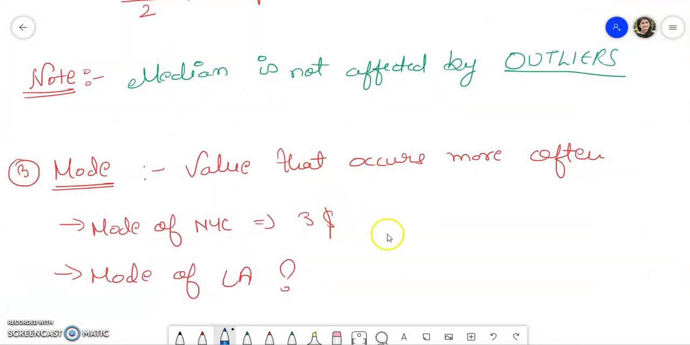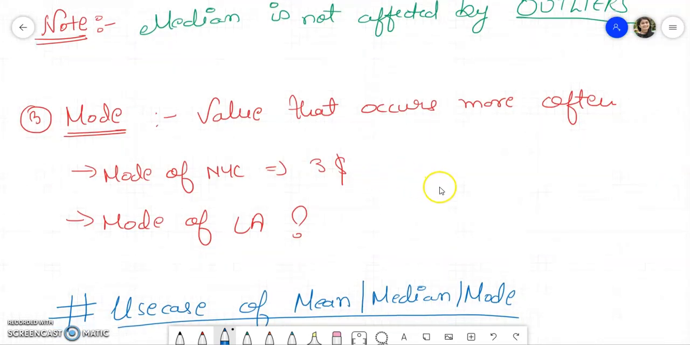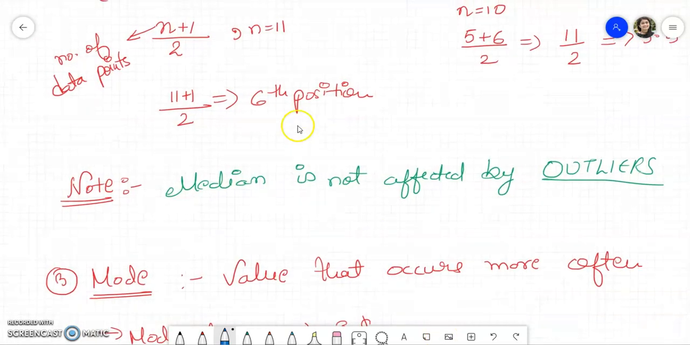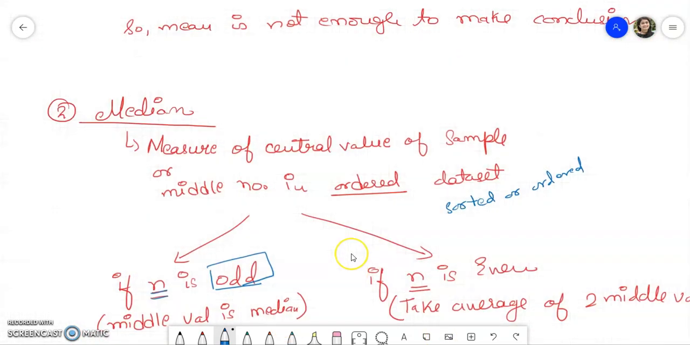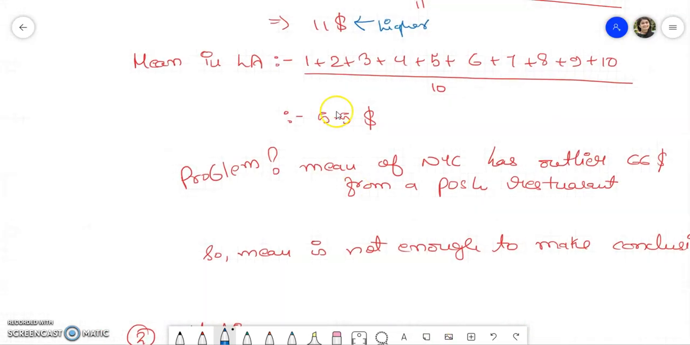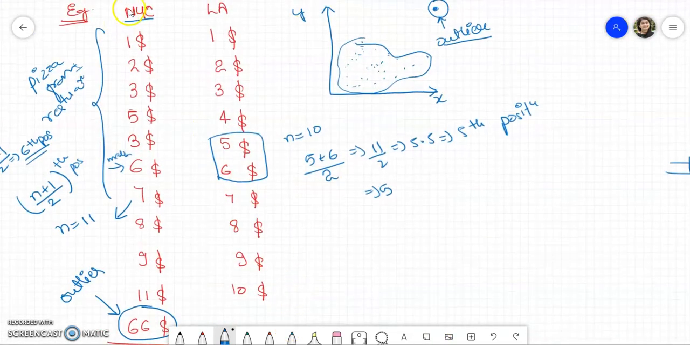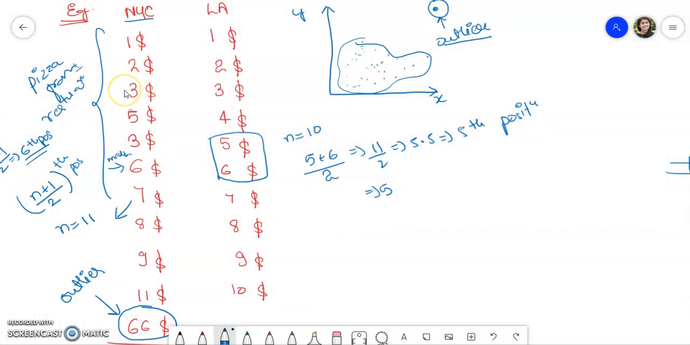So the third measure is the mode. Values that occur more frequently, that is called the mode. So in my above example, if I look at what is the most frequent number we are getting over here, you can see in my NYC data, 3 is the most frequently occurring number. So my mode for this is 3. But if I look at the data of LA, I cannot see any repetition of the numbers. So there's no mode over here.